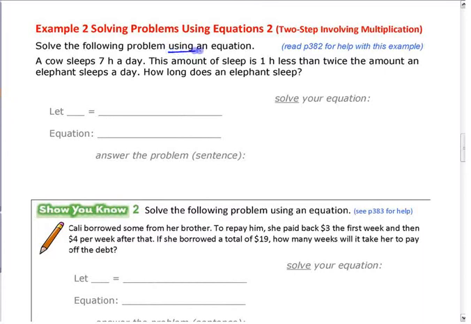Again, the idea is using an equation, not just saying, let me work backwards and figure it out. What you're learning is how to use an equation. So, 4-step process. First step, identify what's unknown. If you read through that, again, they're kind of silly questions at the start, but a cow sleeps 7 hours a day. This is 1 less than twice as much as an elephant sleeps. How long does an elephant sleep? What's the unknown in the question?